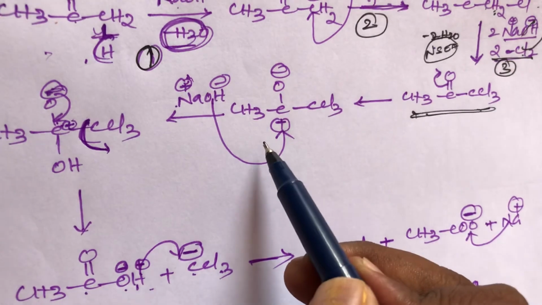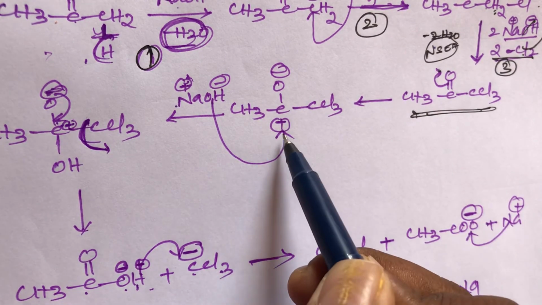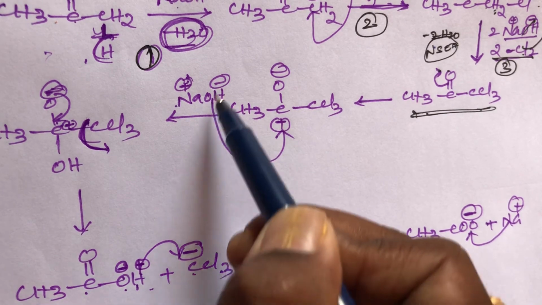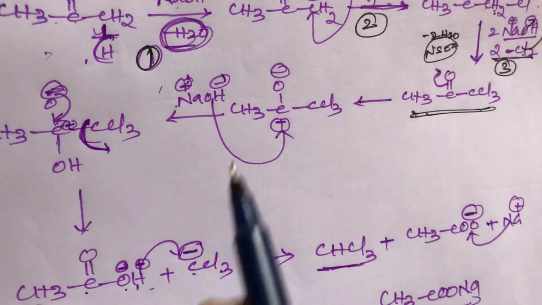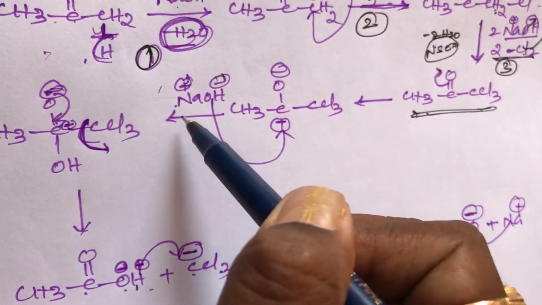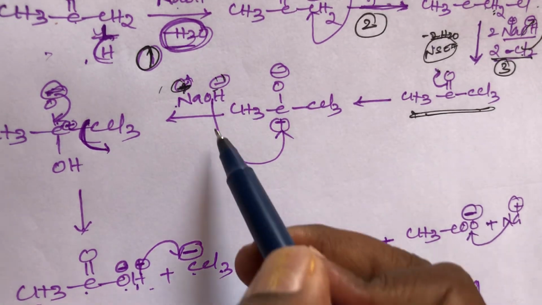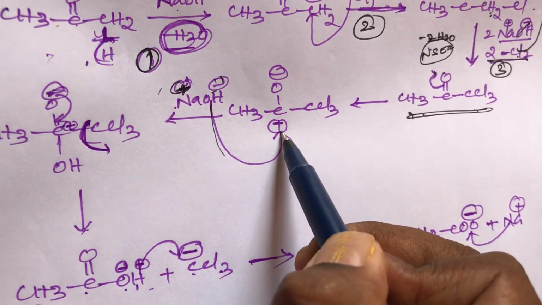In this compound, again the bond shifts towards here, the oxygen gets a negative charge and this carbon gets a positive charge. Then after that, one NaOH is left, student. Out of these 4 NaOH, one NaOH is left. This NaOH again ionizes into Na plus and OH minus. This OH minus will attack this positive charge side, and we get this product.